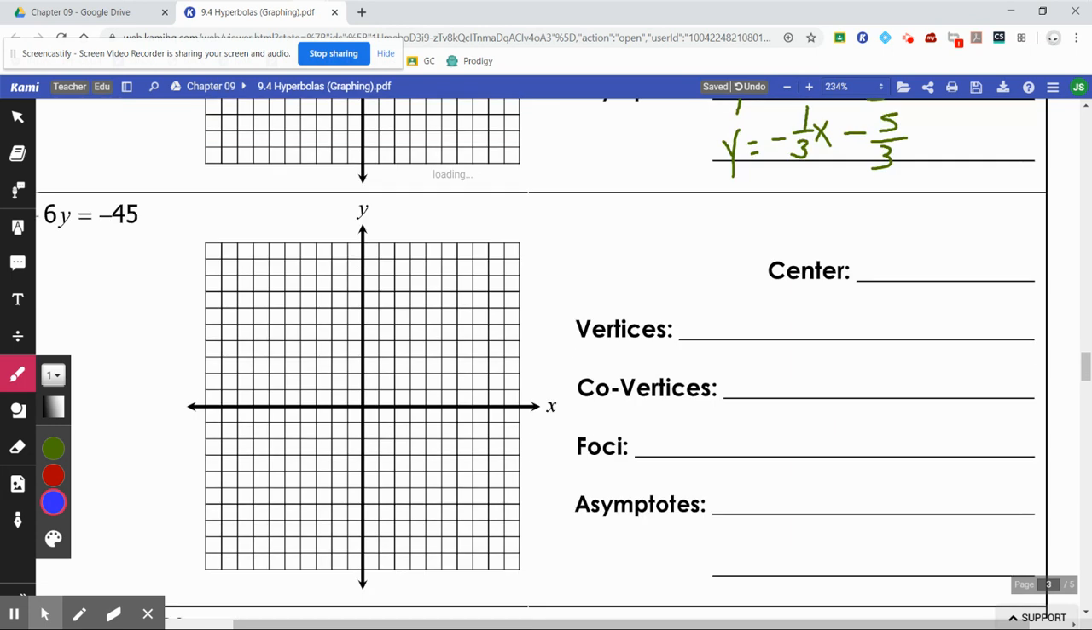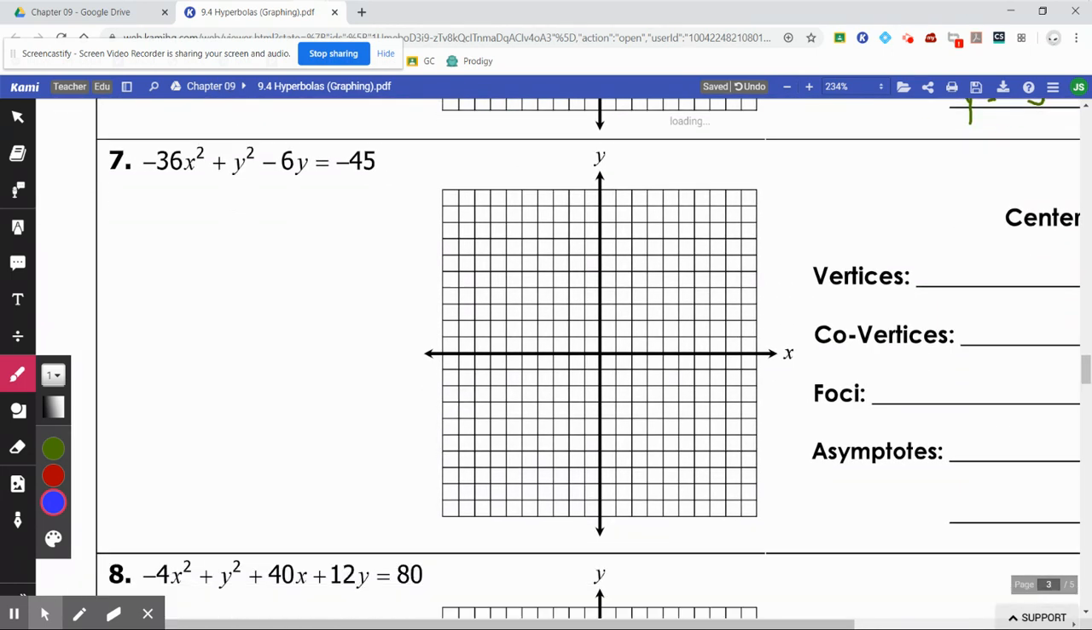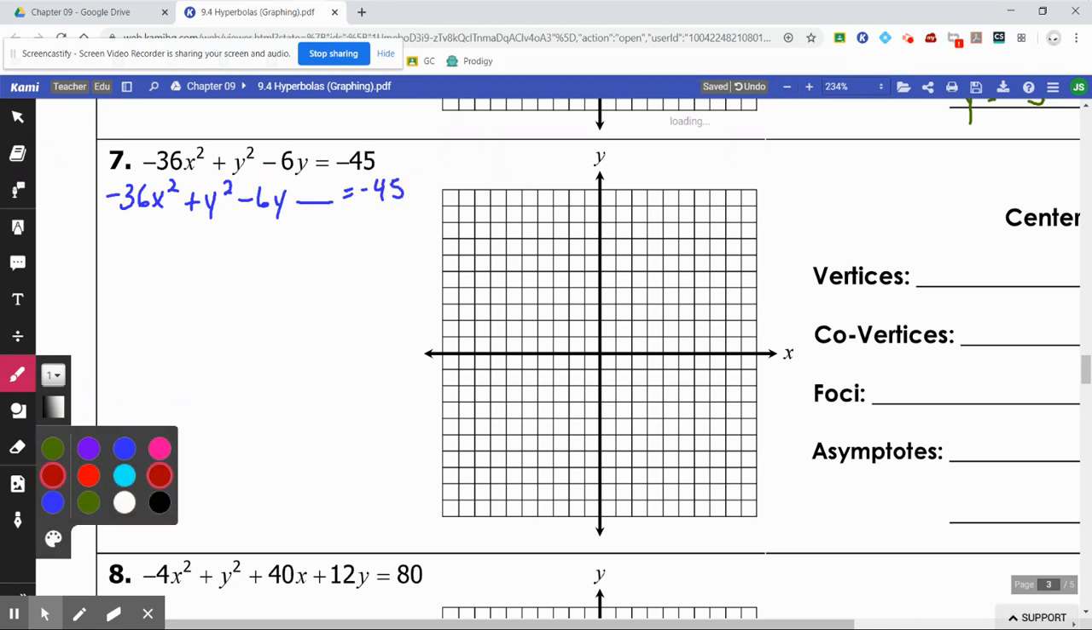Number 7. Again, on this, we're going to have to complete the square. The x squared, that's the only x stuff that we have. The y squared, we're just going to group it together. Leave a space for completing the square equals negative 45. In order to complete this square, we're going to half negative 6 and square it. That's going to add 9 to both sides.